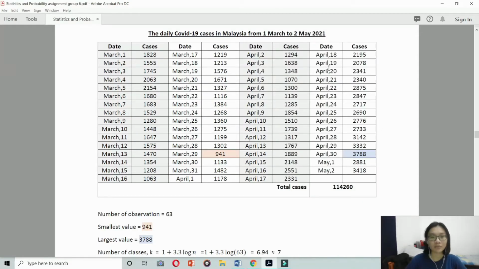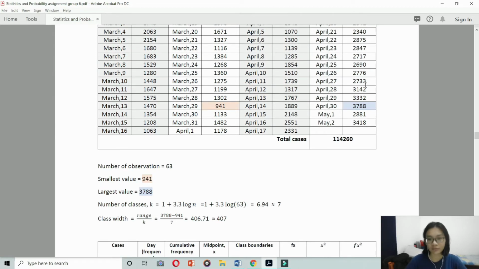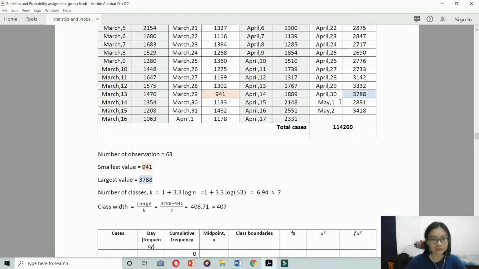Hi, madam. I'm Nilotion from Group 6. I will explain about the daily COVID-19 cases in Malaysia. This table clearly shows the COVID-19 cases in Malaysia from the 1st of March to the 2nd of May. The total cases is 114,260. The total number of observations is 63 days. The minimum daily cases of these 63 days is 941 on the 29th of March, and the maximum daily cases is 3,788 on the 30th of April.